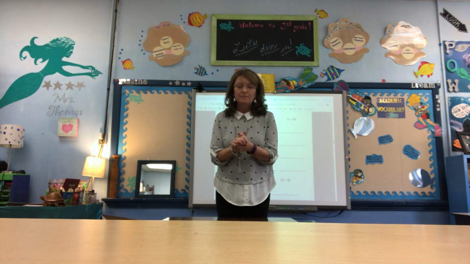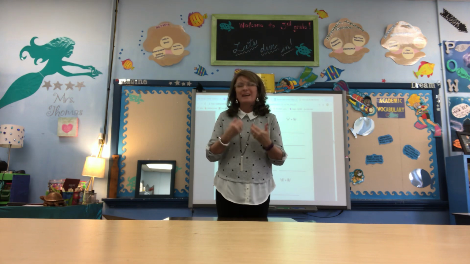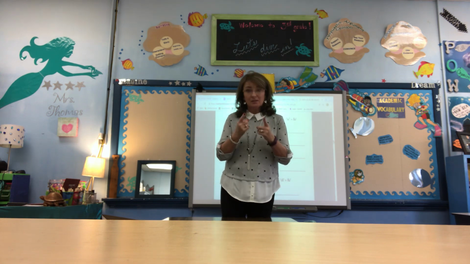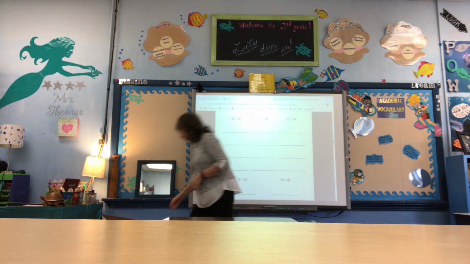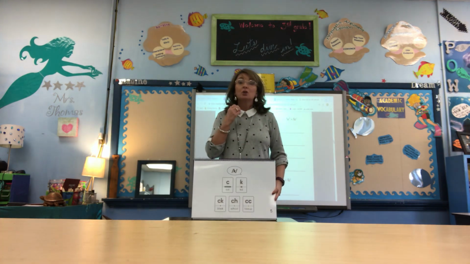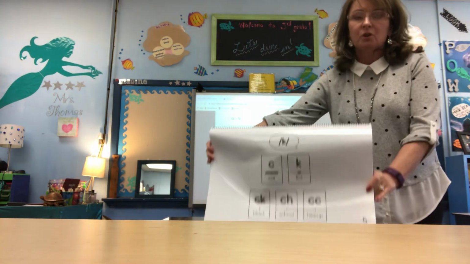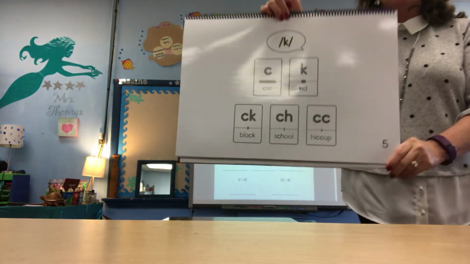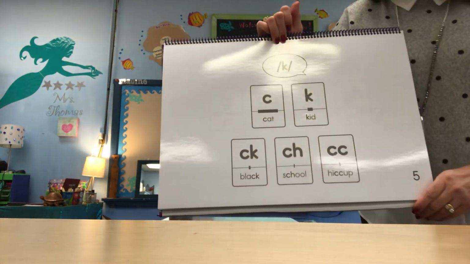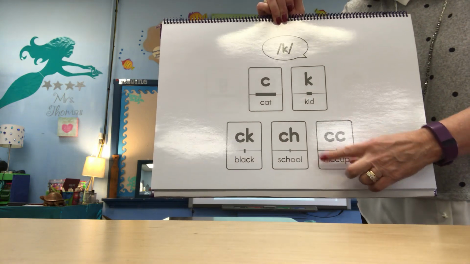I've come up with a plan for our spelling tests. My plan is to assess the children on what I need them to know. This is what I need them to know this week. The letter sound K, as you can see here, according to our code chart, has 5 different ways it is spelled.